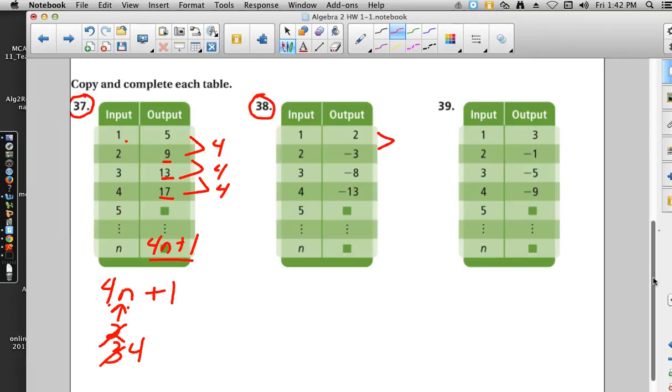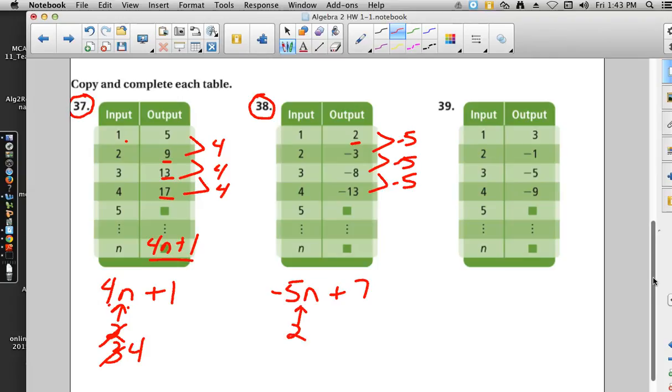We take a look at this and say, we would have to subtract 5 each time because these numbers are definitely going down. So maybe it's a negative 5 and something. Well, let's take a 1 and put it in here. Negative 5 times 1, I would get negative 5. How am I going to get that to be a 2? I'm going to have to add 7. That would make it work.